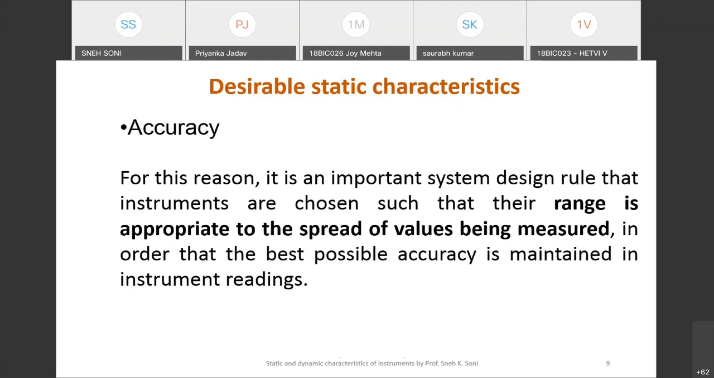So accuracy जो है उससे हमें ये पता चलता है कितना उसमें वेरिएशन पॉसिबल है इंडिकेटेड वैल्यू में, राइट? So because of that, range is appropriate to the spread values being measured. अब आपकी जो स्प्रेडेड वैल्यूज है, जो आपकी मेजरमेंट रेंज है, उसके अकॉर्डिंग you should select the instrument range, right? In order to that, the best possible accuracy is maintained in the instrument reading.